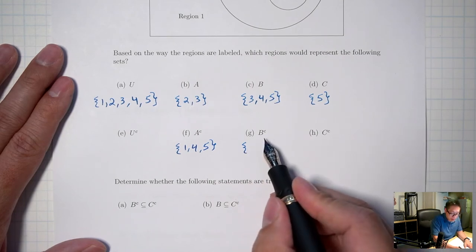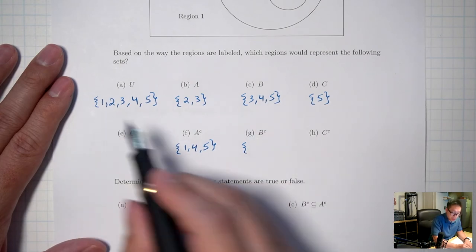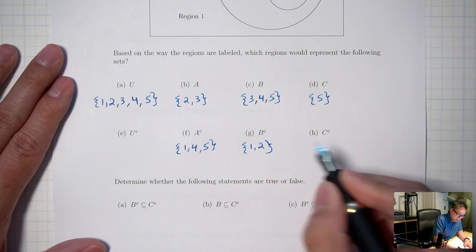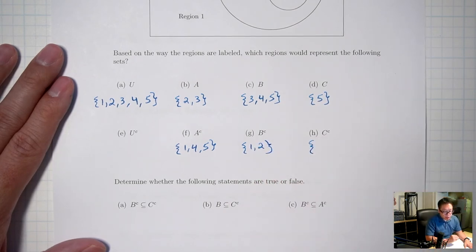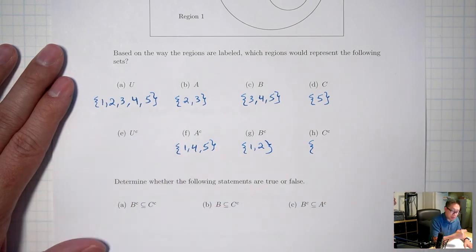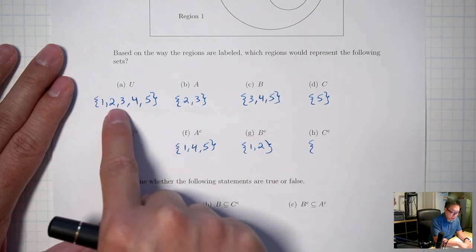Next up is B complement. So go through your universal set and pick out the numbers that are not in B. So what's not in B? 1 and 2. Next, C complement. So go through your universal set and list out the numbers that are not in C. 1, 2, 3, and 4.